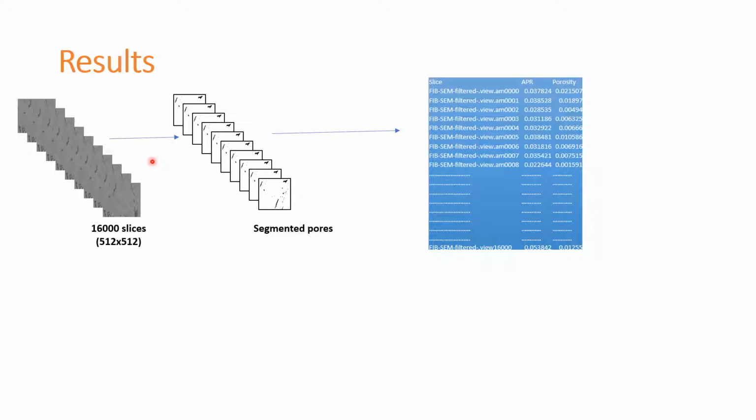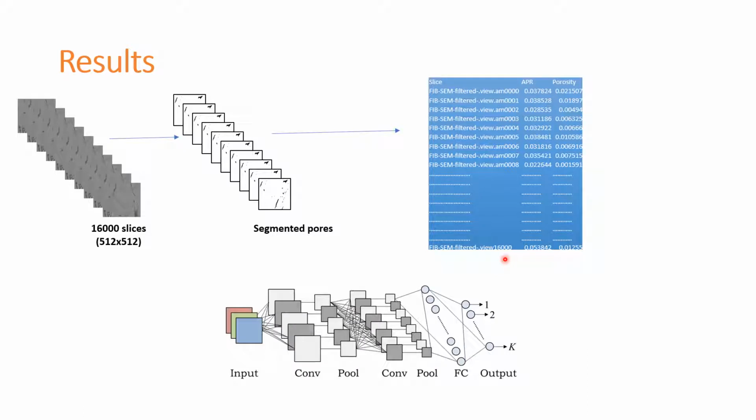A total of 16,000 image slices were taken and they were segmented, and the properties, that is average pore size and porosity, were calculated for all 16,000 images, and these were used to feed our machine learning model. The 16,000 slices were sampled down to 32 by 32 resolution, that is almost to a micro-CT resolution, and these were fed as an input to our convolution neural network model, and the data which was calculated from FIB-SEM is fed as an output to our model.